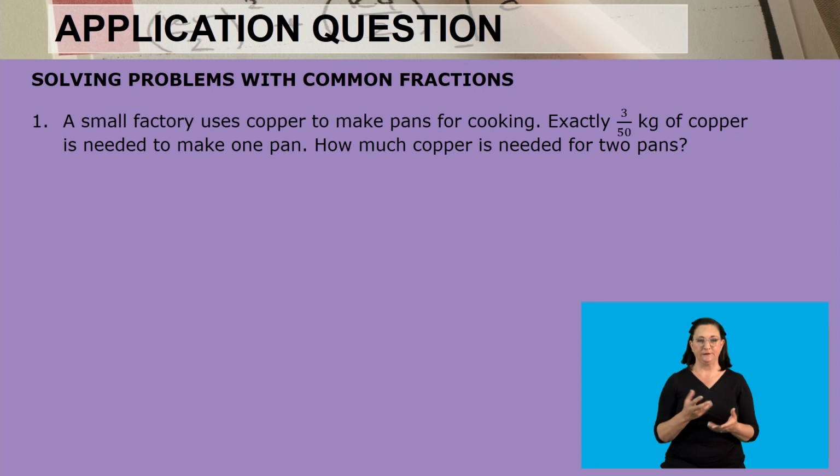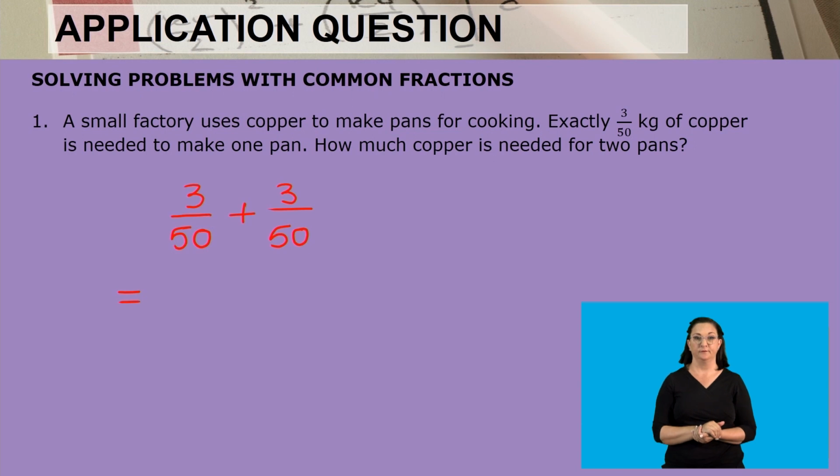So, what are we going to do? We know that for 1 pan, we need 3/50. So, how are we going to determine how many we need for 2 pans? We are just going to add 3/50 plus 3/50. 1 pan plus 1 pan. And now, because we are working with just 50ths, the denominator is the same, we are just going to add the numerators. So 3/50 plus 3/50 gives us 6/50.